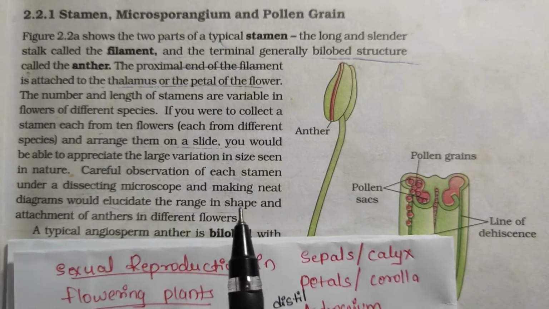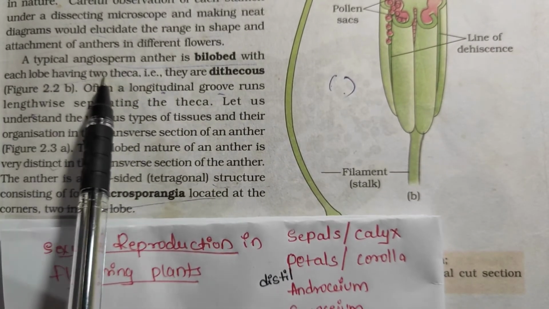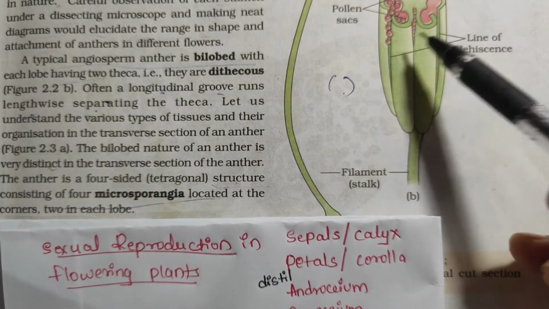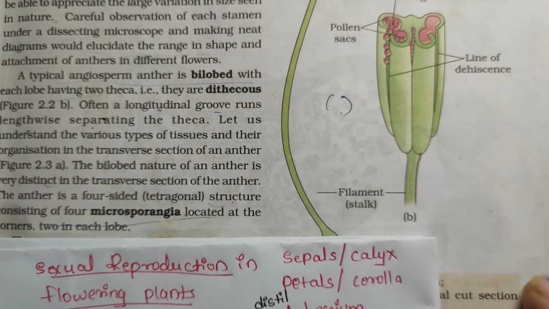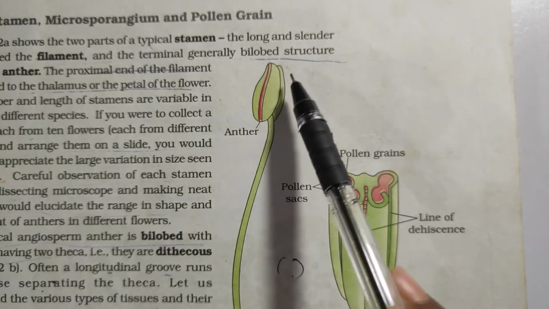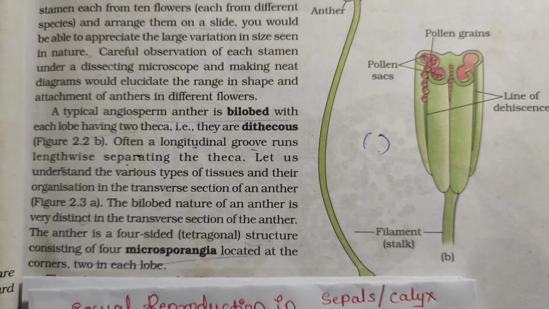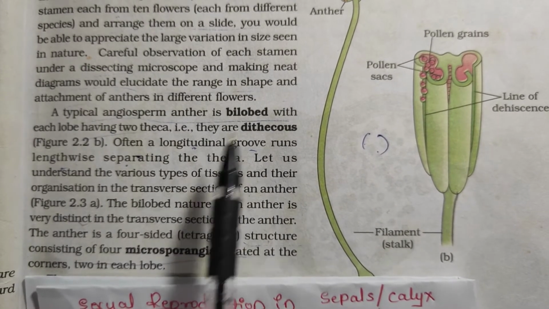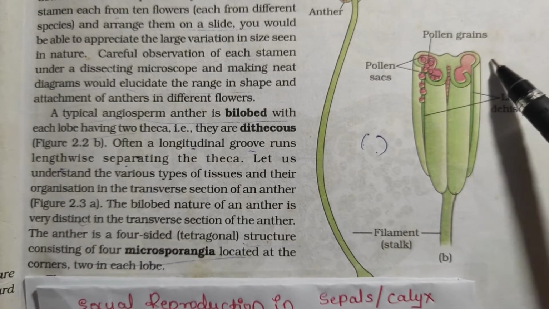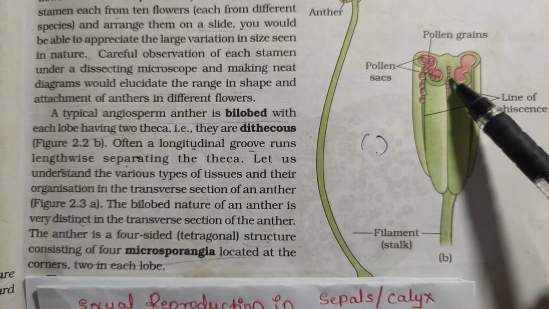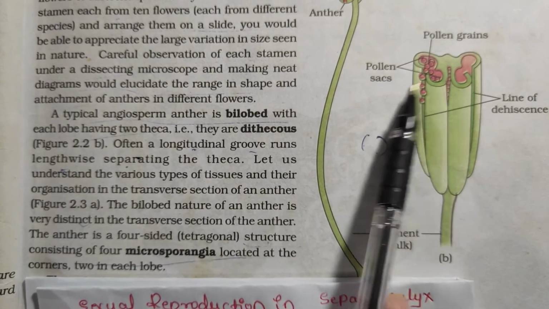Now please listen carefully. A typical angiosperm anther is bilobed, with each lobe having two theca. Here is one lobe and here is another lobe. They have taken the cross section of this anther. This is one lobe and this is the other lobe. We call such an anther bilobed, with each lobe having two theca. One theca and another theca. Each lobe has two thecae. They are dithecous, bilobed and dithecous in condition.